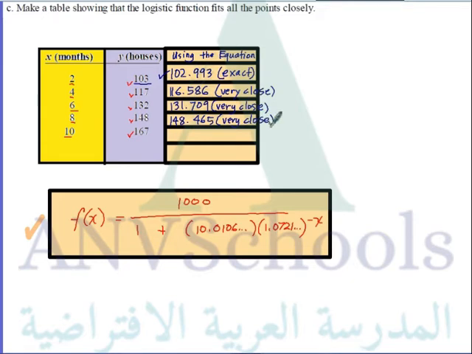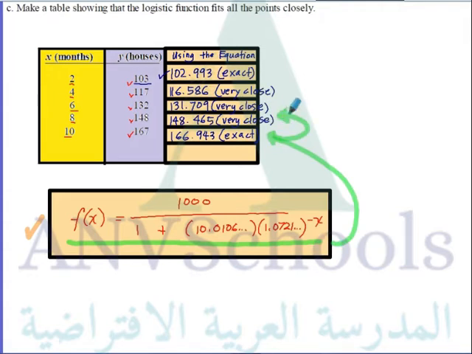What if my x is 10? Let me get the value of my y when x is 10. If x is 10, then my value for y, according to this equation, is 166.943. This is actually exact, right? So as you can see, our equation here is very accurate because it yields almost the same answer as the table.